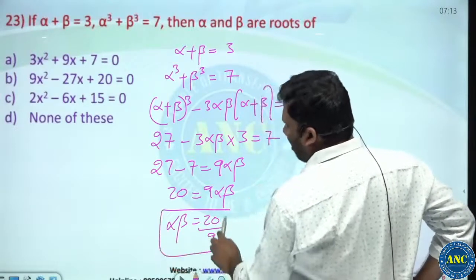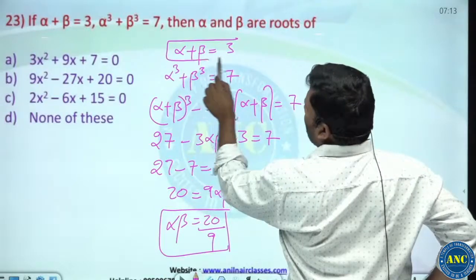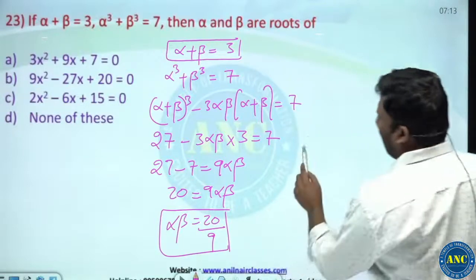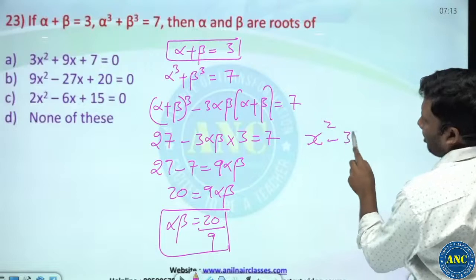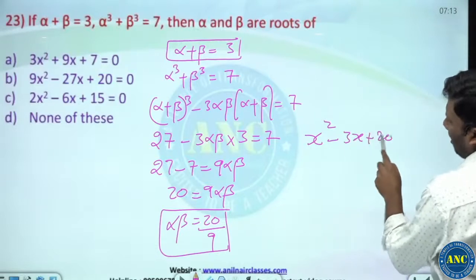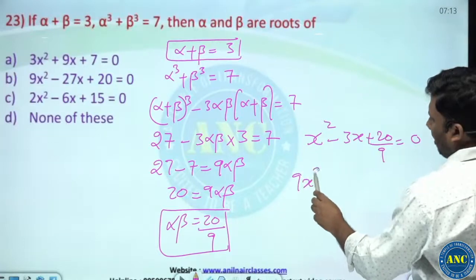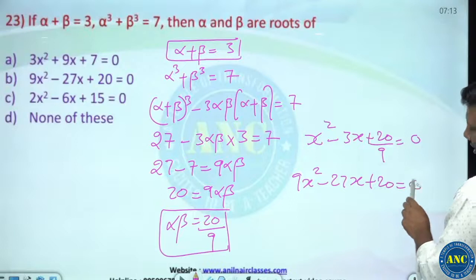Check which answer option. Now if you see here, alpha plus beta is 3, and alpha beta is 20 by 9. So the equation will then be x square minus 3x plus 20 by 9 equal to 0. That is 9x square minus 27x plus 20 equal to 0.